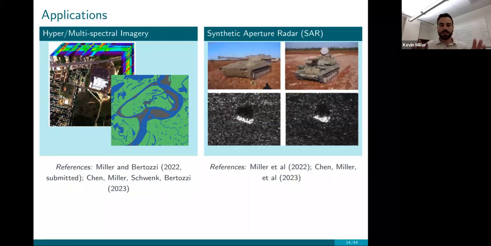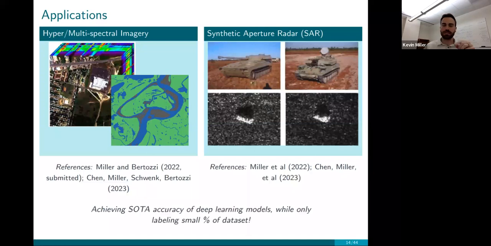Now, I'm not going to go into too much detail about how one really applies these methods for these specific applications, but my main point being that in these applications, we were able to achieve state-of-the-art accuracy as compared to supervised deep learning models, while only labeling a small percentage of the data set.